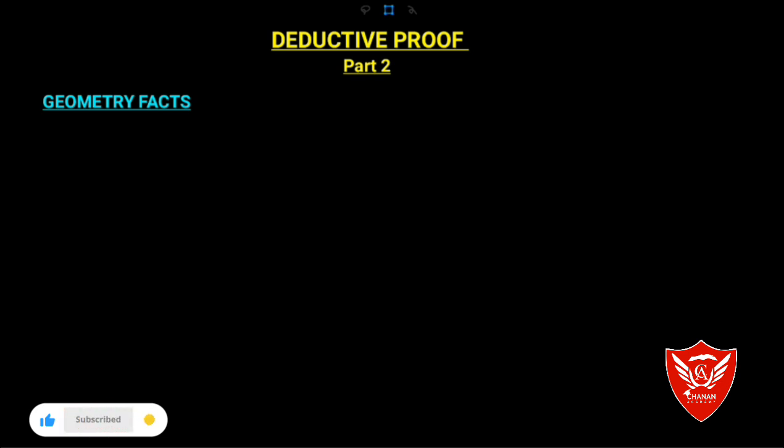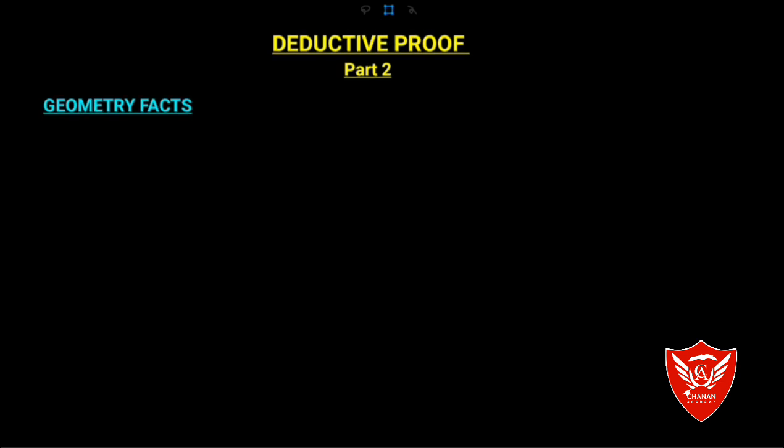So please, if you've not watched our previous video, do well to go and watch that, because in part 1 we covered the basics of deductive proof. So in this part, we are going to concentrate on geometry proof involving angles. The first thing we are going to talk about is geometry facts. For you to understand geometry proof involving angles, you must understand some key facts about geometry, and some of those key facts is what we are going to be discussing first, and then we'll take some examples.